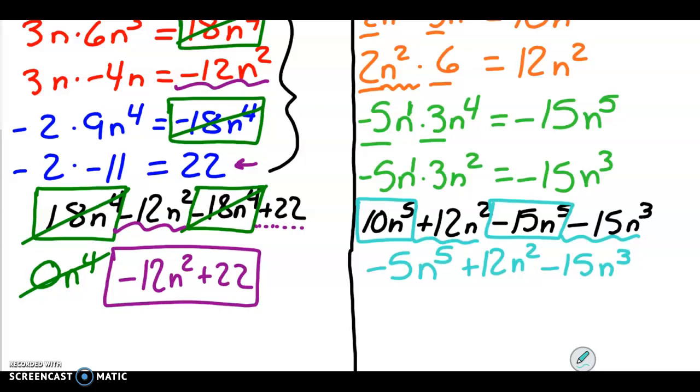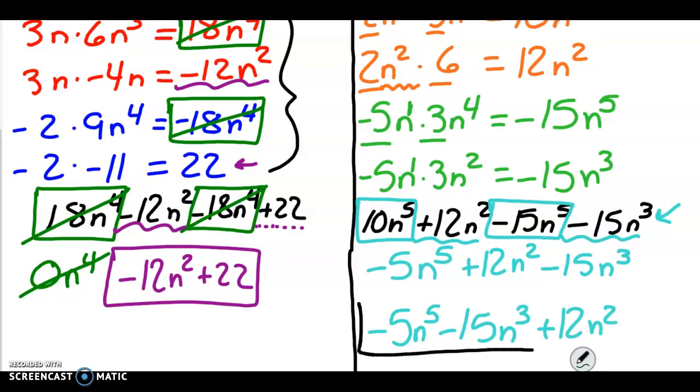Just make sure that you're in standard form. That negative 5n to the fifth has the biggest exponent, so it has to be first. Negative 15n to the third is the next biggest exponent, so that's got to be next. And then positive 12n squared is the smallest exponent, so it's last. When you put it in standard form, you put it in order of biggest degree to smallest degree. Remember, we're only looking at the exponent, looking at the degree. The coefficient, that number out front, has nothing to do with the order of how they're going to be placed in their final expression.